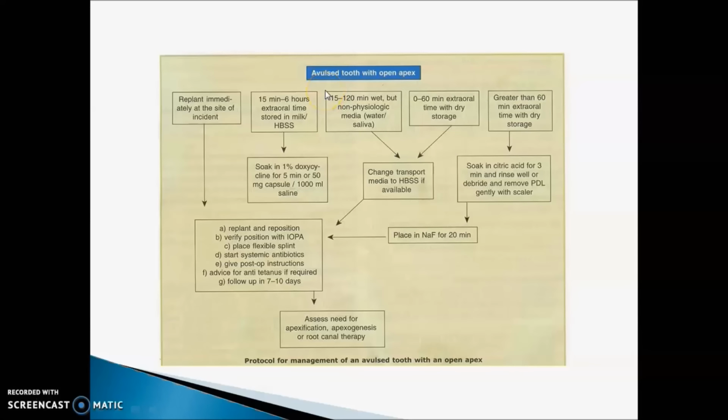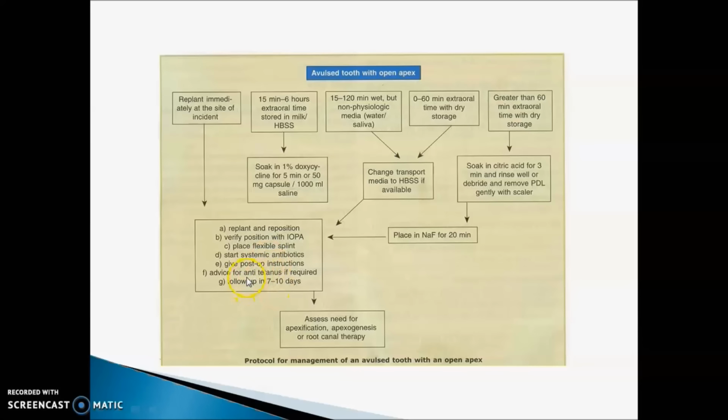Now there is one protocol we have to follow when avulsion happens. There are different protocols for open apex and closed apex. Imagine the patient undergoes trauma and immediately you have the tooth. What you can do is go for reimplantation. Fine. And you can check your reimplantation with a radiograph. After that, you have to place a flexible splint, give systemic antibiotics, and follow up at 7 to 10 days.